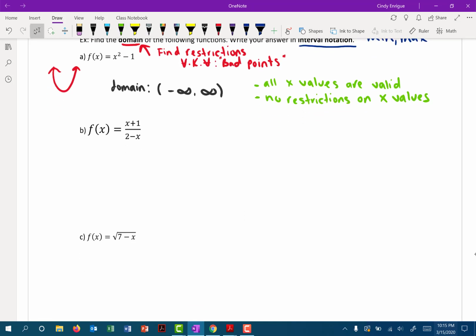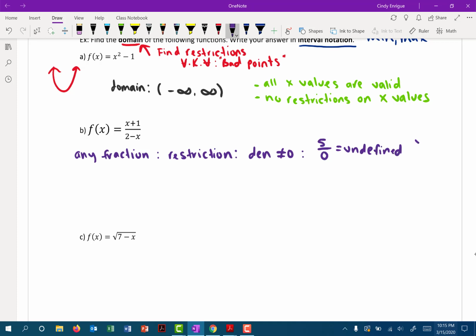Now for part B, we want to be careful. The reason we want to be careful here is that a restriction is going to depend because it's a fraction. So any fraction is going to have a restriction. And that restriction is that the denominator cannot be equal to 0. If I have, for example, 5 divided by 0, that's undefined. We do not want a denominator of 0.